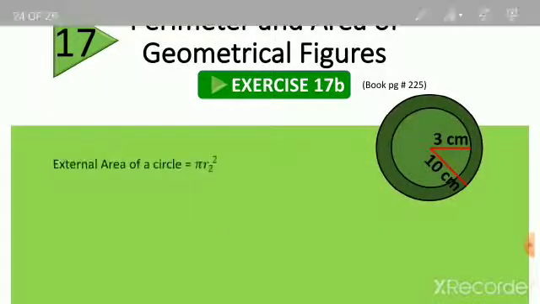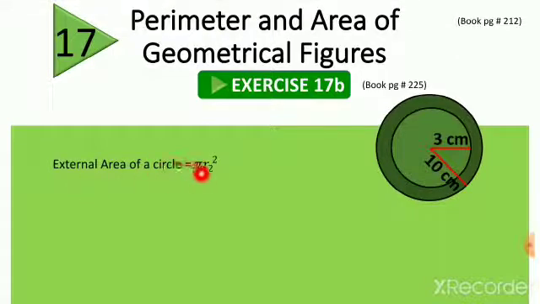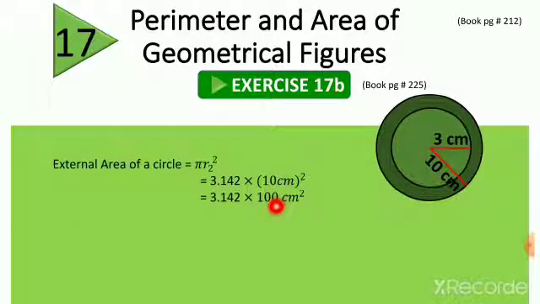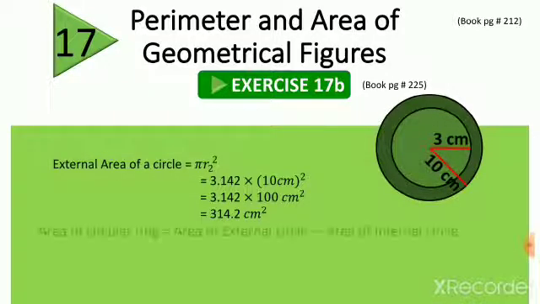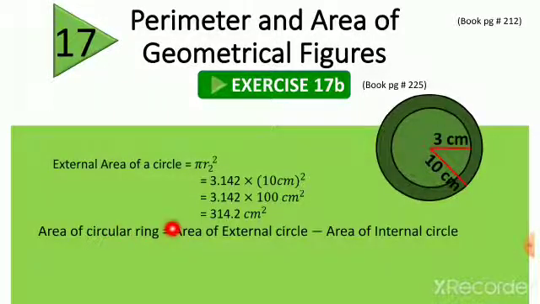Next we have to find the area of the external circle. So the area of the external circle will be pi r2 square. R2 is for the external radius, so we put the value of the external radius, 10 centimeter, and we have written the value of pi. Now 10 square is equal to 100, means 10 tens are 100 centimeter square. Now we have to multiply them. It's 314.2 centimeter square.